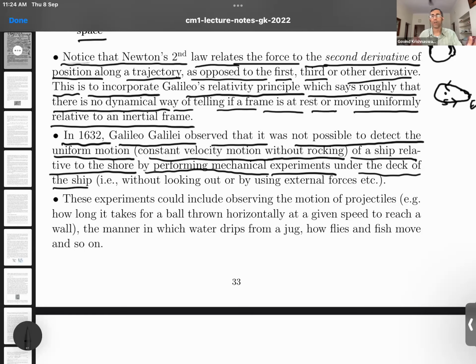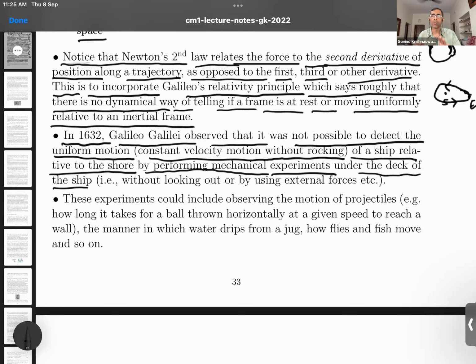Okay, so you have a ship that's in the dock at the seashore. You do some experiments inside that ship in a room inside. What kind of experiments? You may throw a ball and ask how long it takes to come back, or you may throw a ball horizontally to a wall and ask how long it takes to come back, or in what manner, in what angle it returns. Yeah, these kind of experiments.